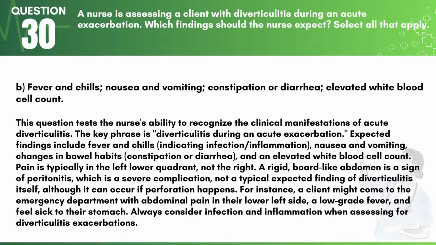Pain is typically in the left lower quadrant, not the right. A rigid, board-like abdomen is a sign of peritonitis, which is a severe complication, not a typical expected finding of diverticulitis itself, although it can occur if perforation happens. For instance, a client might come to the emergency department with abdominal pain in their lower left side, a low-grade fever, and feel sick to their stomach. Always consider infection and inflammation when assessing for diverticulitis exacerbations.